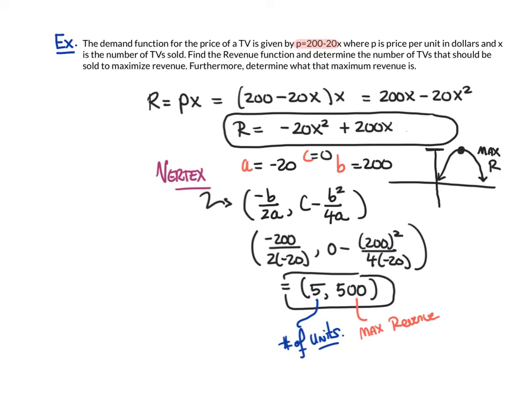All right, and let's just talk through why this is the way it is. Notice that the demand function is changing. As the price goes up, the demand goes down, and vice versa. So if I sold more than 5 units, then I'm going to sell at a lower price, which is going to cause me to make less revenue. So this is the sweet spot, per se. If we sell 5 units, we'll make the most amount of money.